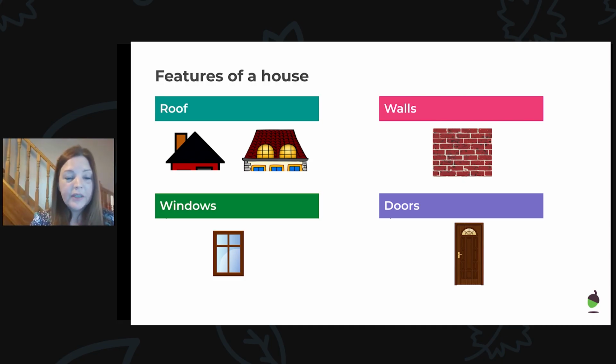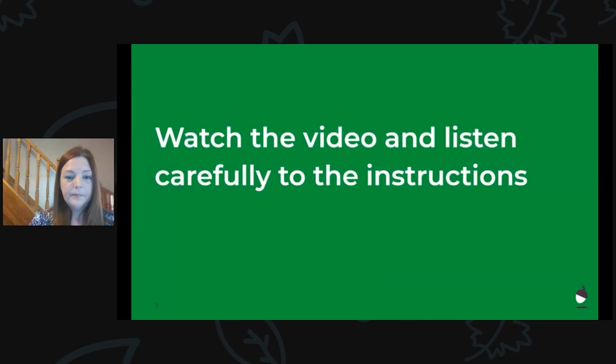They all have windows. Some have just a few windows. Some have lots of windows, just like the apartment block. The apartment block has lots of windows. My house just has 4 windows. And they all have doors because if there weren't any doors, we wouldn't be able to get into our house. These are the features of a house. They have a roof, they have walls, they have windows and a door. So we'll need to think about that when we're making our construction.